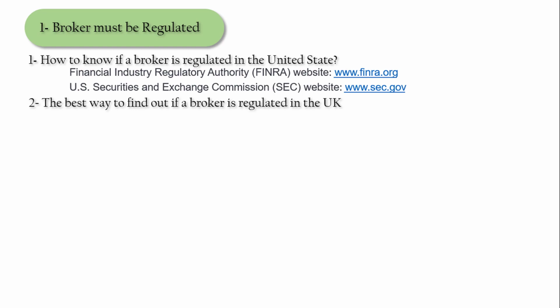Second, the best way to find out if the broker is regulated in the United Kingdom is to check the Financial Conduct Authority (FCA) register. The FCA regulates all the financial services companies in the United Kingdom and provides a searchable online register that you can use to check if a particular broker is regulated. You can find the FCA register website here. So go to this website. After you open this site, this page will open.